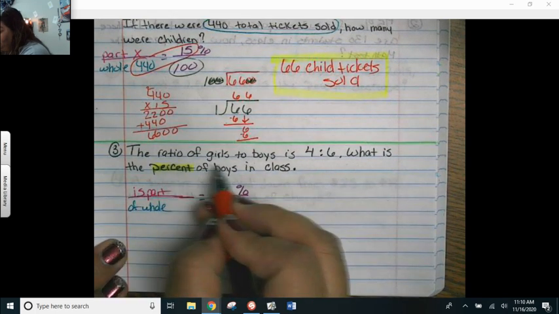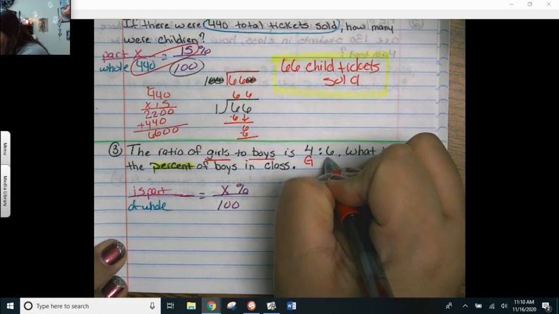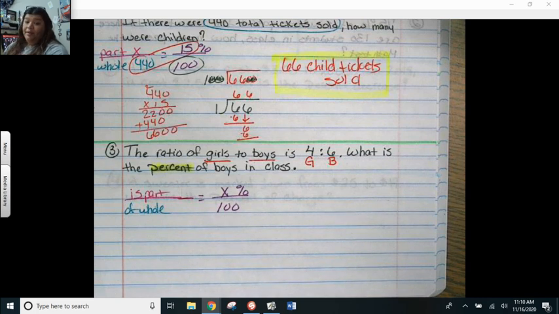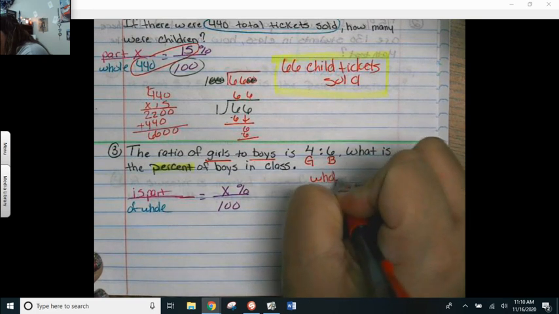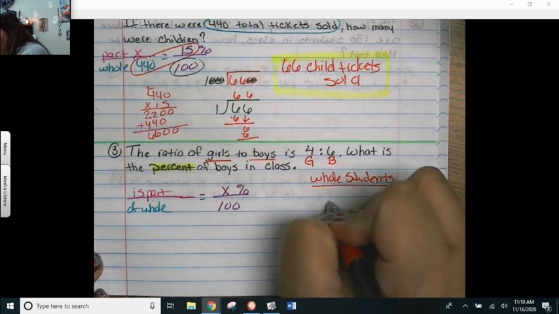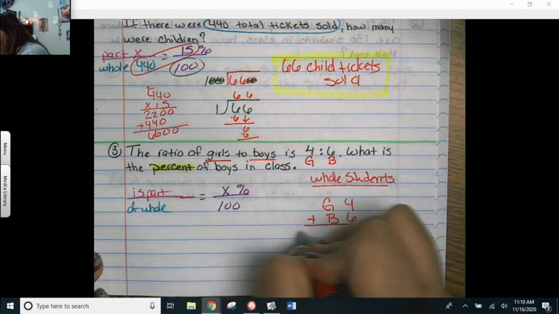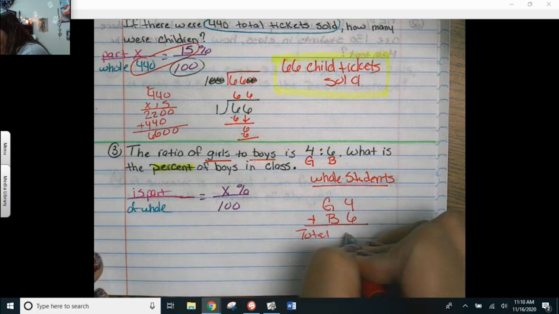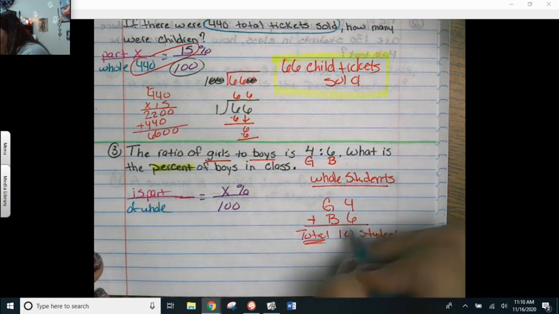Okay, they gave you a ratio of girls to boys. So that means the 4 is the girls and the 6 is the boys. Okay, but we got to be careful. We need to know part to whole amount. So I need to figure out what is the whole amount of students. Okay, to do that, we're going to add the girls plus the boys, which gives me a total of 10 students. Okay, this is your whole amount right here.